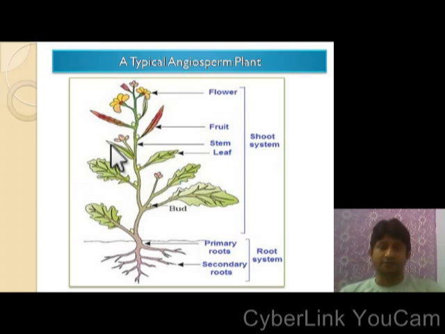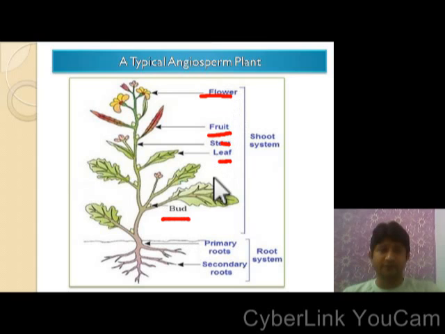This diagram shows a typical angiosperm plant which bears a shoot system and a root system. In the shoot system, there are flower, fruit, stem, leaf and bud. These different features are present in the shoot system of angiosperm plants. And in the root system, there are primary and secondary roots for absorption of mineral nutrients and water from the soil for plant growth.